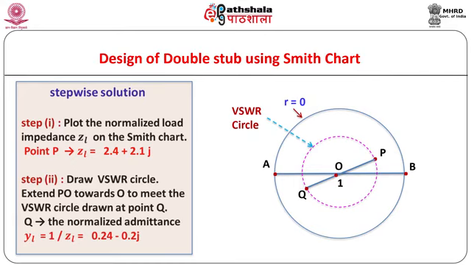Step number 1. Calculate and plot the normalized load impedance zL on the Smith chart. Let point P represent it. Step number 2. Draw a circle with O as its center and OP as radius. As is known to us, this circle is known as VSWR circle. Extend PO towards O to meet the VSWR circle drawn at point Q. The point Q represents the normalized admittance yL.